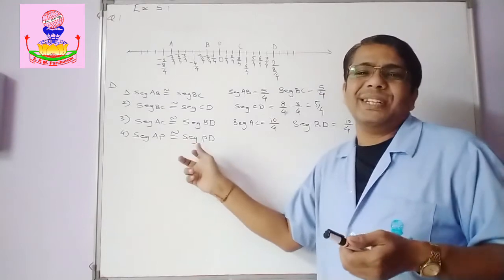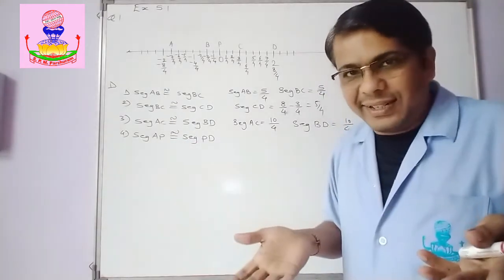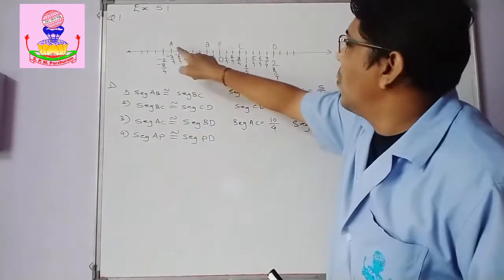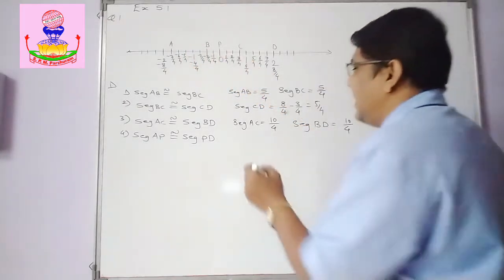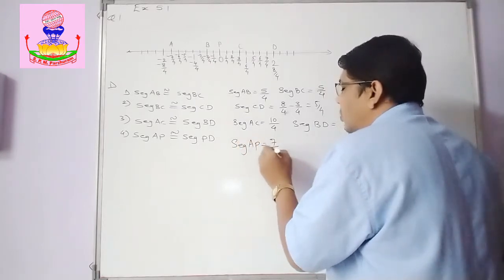Yes, this is the false one. There you are, so the fourth option is the right answer. Let us check it. AP, A to P: 1, 2, 3, 4, 5, 6, 7. So how much is it? Segment AP is 7 upon 4.